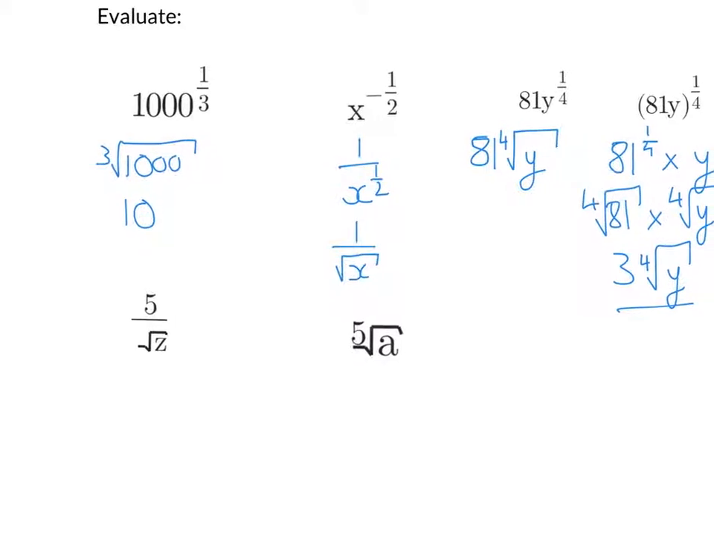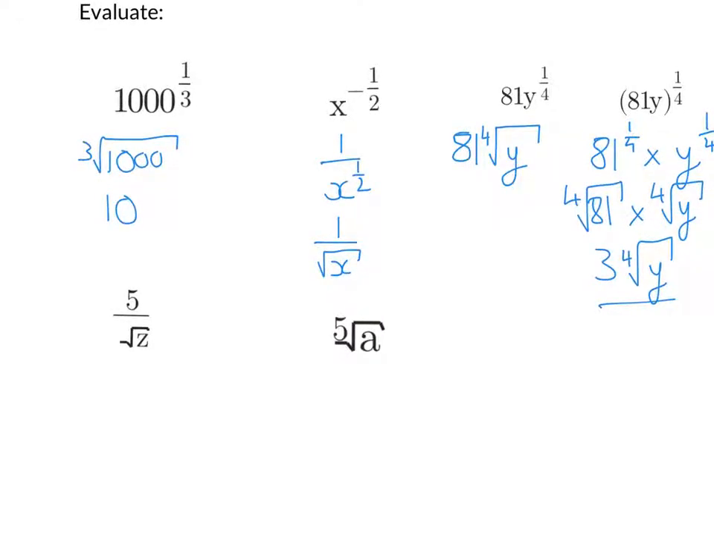We've got them in roots, so let's try and get them out of roots. We've got 5 over root z. So we know that root z from our special case is the same as saying z to the half. And to get that off the bottom, then we have to put it into a negative power. So it's the same as saying 5z to the negative half.